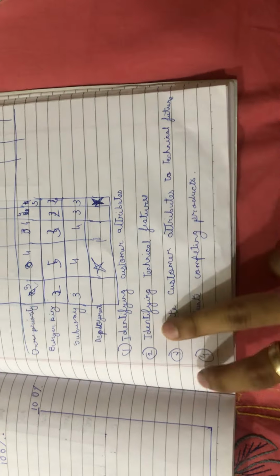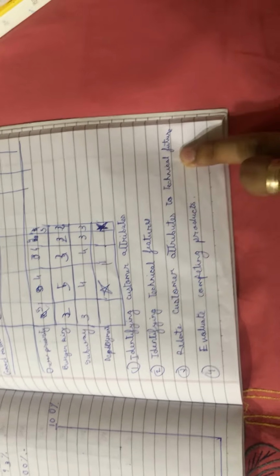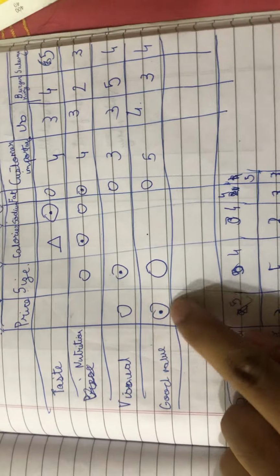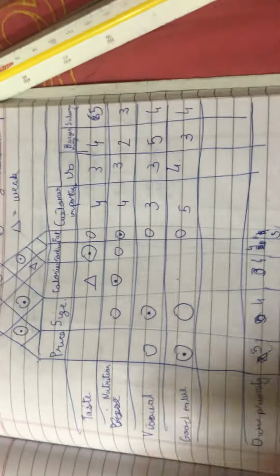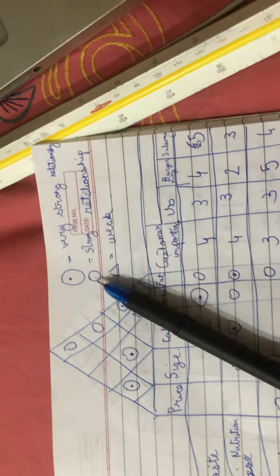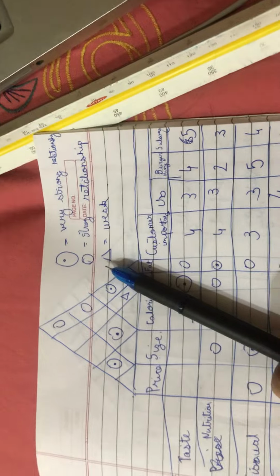So I've decided the customer attributes. I've decided the technical features. Now relate customer attributes to technical features. This is the most important point. Now you can see a lot of dots with circles, triangles here, right? These are the 3 types of relationships that exist in QFD. You have a very strong relationship, a strong relationship, and a weak relationship.